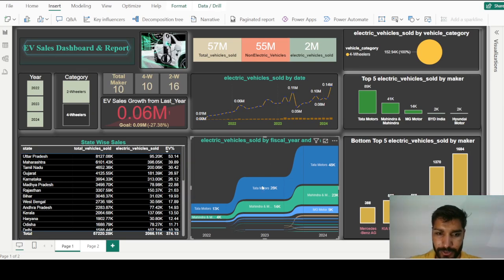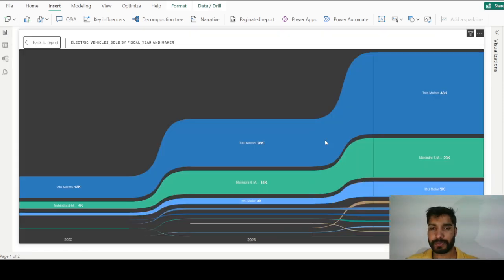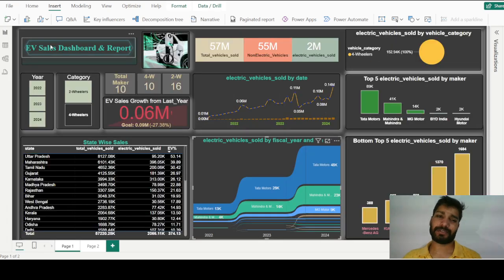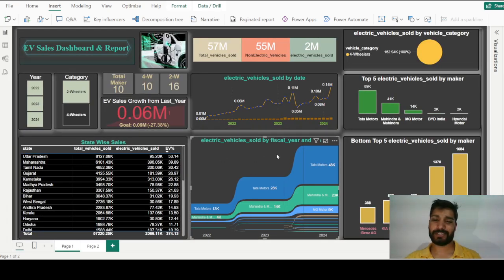This is about the rank in four-wheeler. We can easily analyze that Tata Motors is doing great because, as we know, Tata Motors is Indian and is in EV electrical vehicles and also non-electrical vehicles as well.